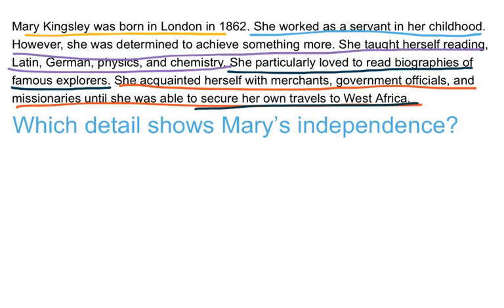When I look at the question again, it asks for the detail that best shows Mary's independence. I know that independence means being unafraid to do things on your own. I see two details that show me this based on my annotations. I see that she taught herself how to read without anyone else's help, showing her independence, and I also see that she secured her own travels to West Africa without anyone else's help. Both of these details show me that Mary was independent.